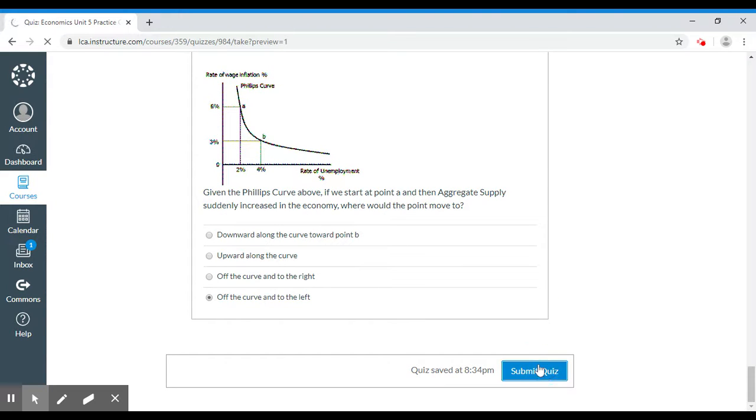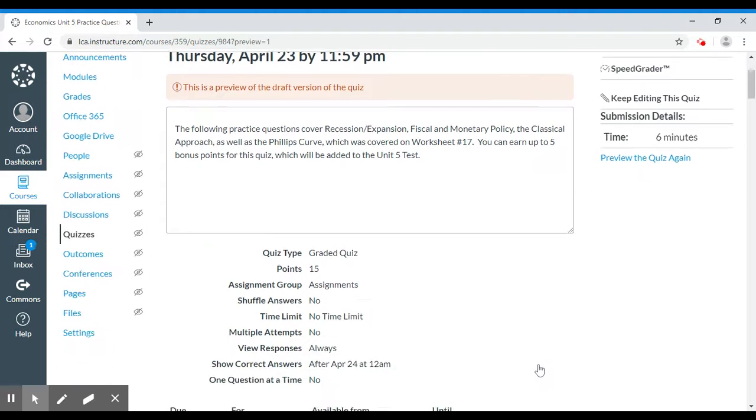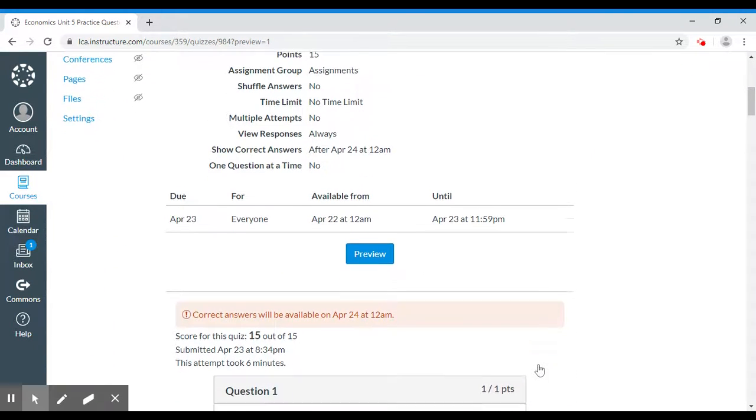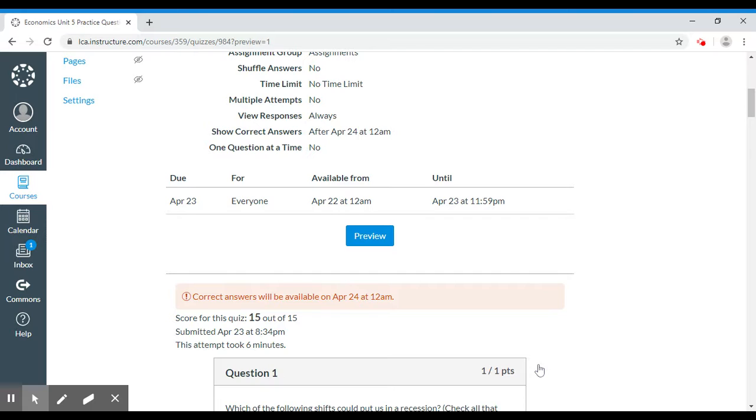And if we submit that, it should be a 15 out of 15 if I'm worth my moxie. And it says I got 15 out of 15. So there you go. I hope that helps.